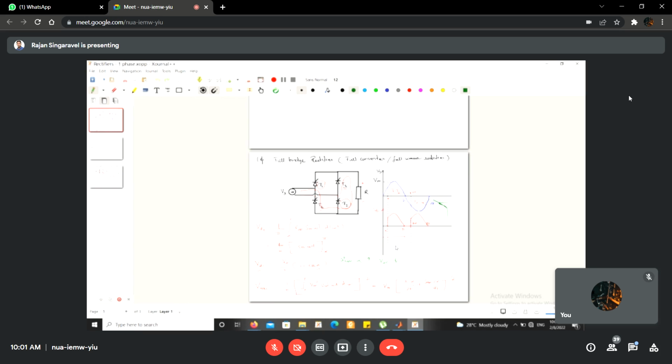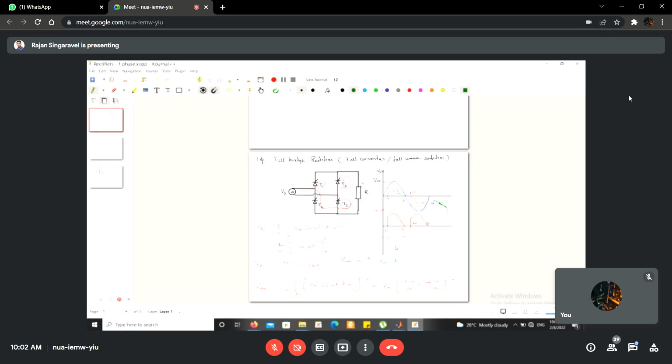If you calculate in that aspect, cos 60 is 0.5, and 1 plus cos alpha is 1.5. And we have Vm 325, divided by pi. So I am getting exactly 155 volt. VDC is exactly 155 volt for alpha equal to 60 degree.